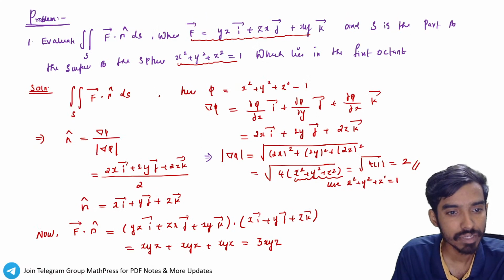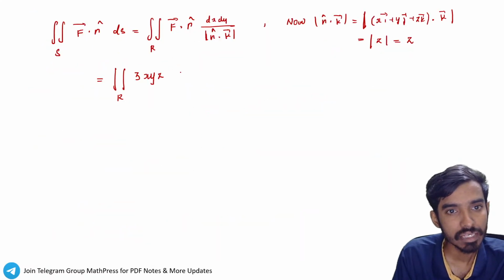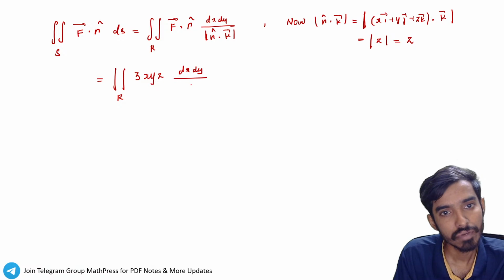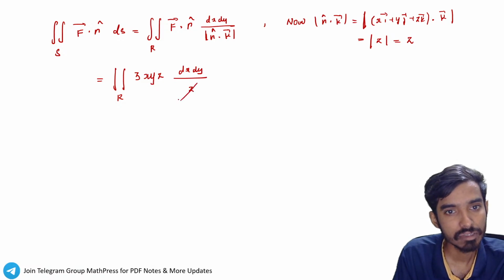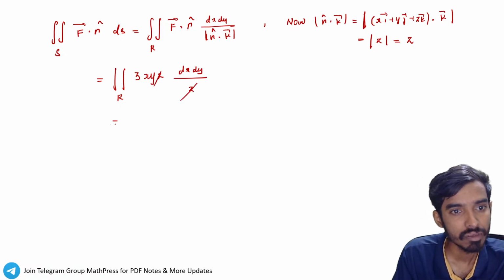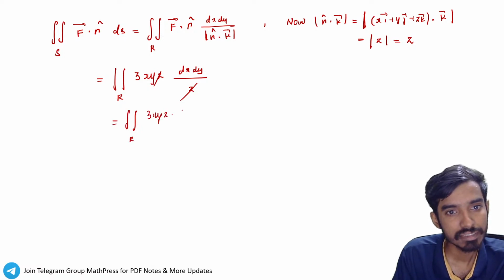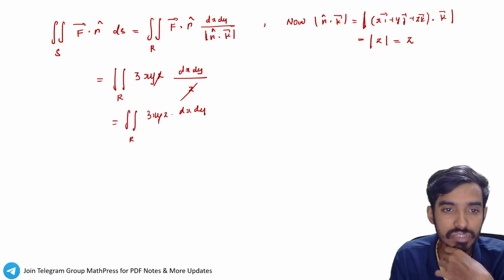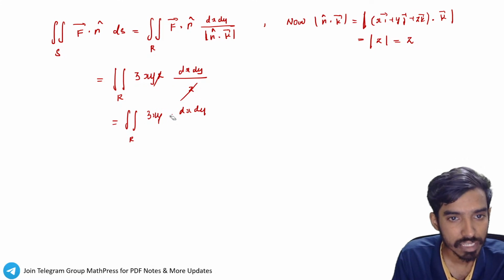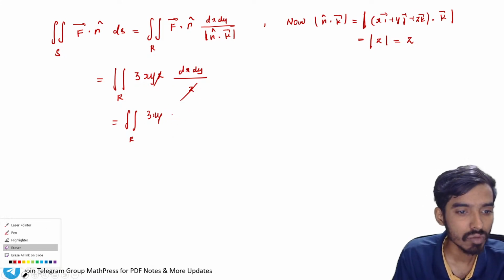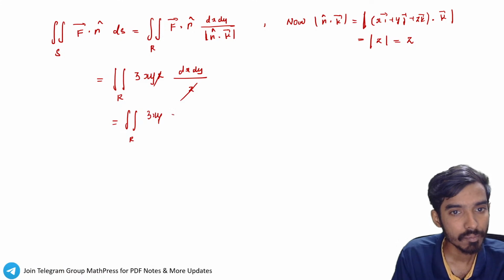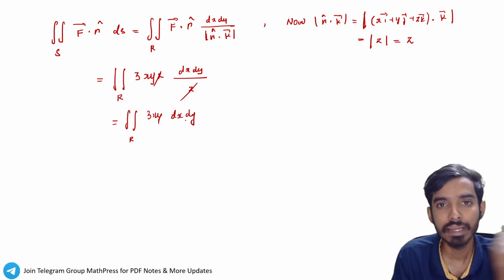3xyz is F vector dot n cap dx dy divided by n cap dot k, which is z. So this z will get cancelled. So this will be the double integral over R of 3xy dx dy, right? Now we need to find the x limits and the y limits.